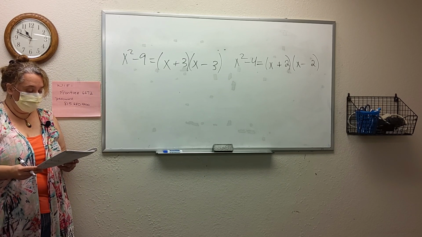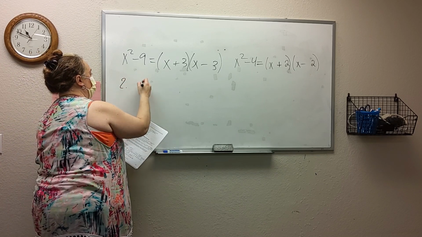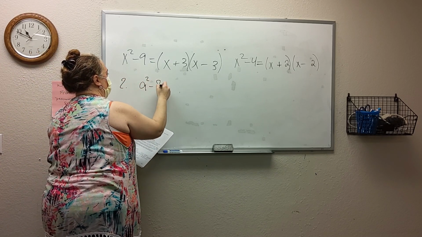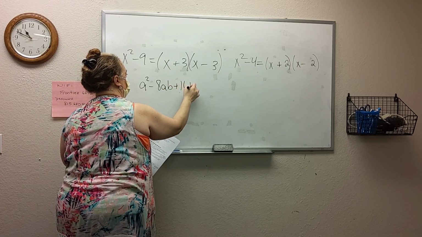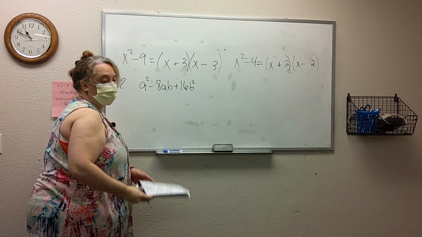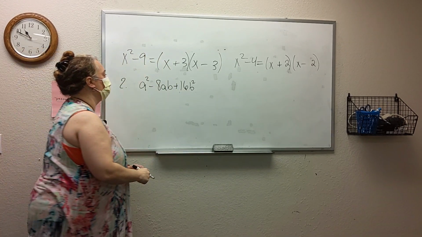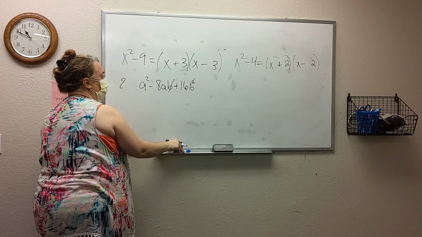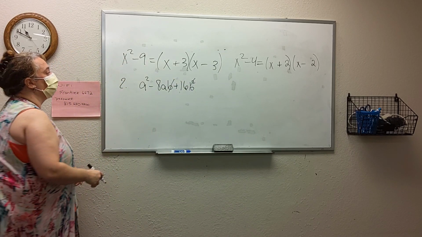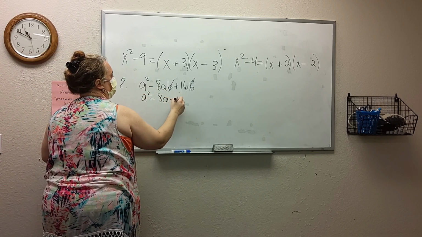Okay, number 2. We're going to factor a squared minus 8ab plus 16b squared. All right, a lot of students don't like these when they have the extra letters on them. No problem. Take them off. We're going to take them off for right now. I'll show you how to put them back on later. So we're just going to do a squared minus 8a plus 16.